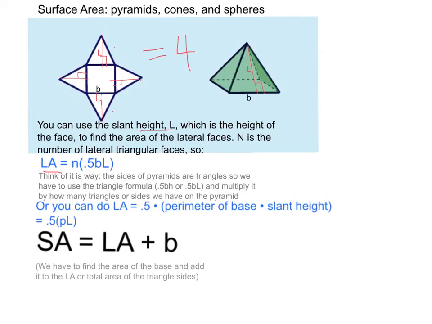Or we can use another formula. Lateral area equals 0.5 times the perimeter of the base times the slant height. So the perimeter of the base is what we see here, our square or rectangle at the bottom. And we find the perimeter of it, or the measure around, and multiply it by the slant height, which we already know here as L, and multiply that by 0.5. So to find the surface area of the pyramid, just like we did with the prisms, we are going to add our lateral area plus our base to find our total surface area. I know it sounds like a lot of information, but you are about to see that it's no big deal.